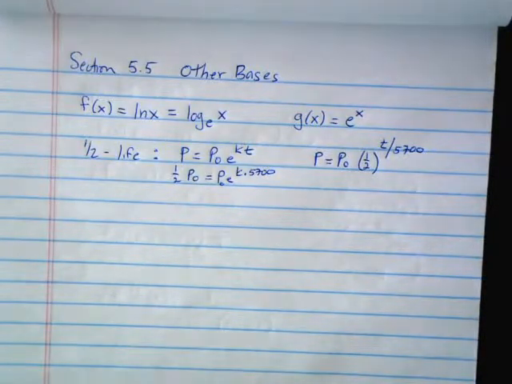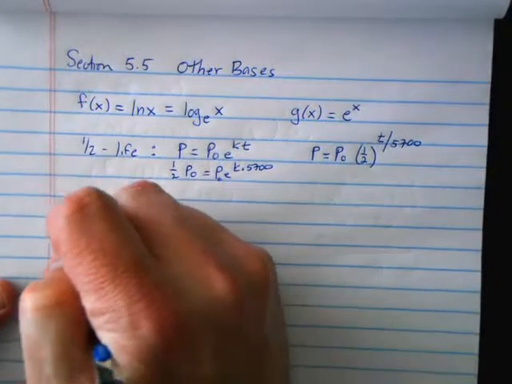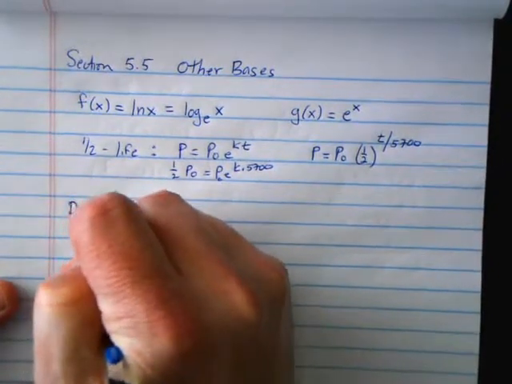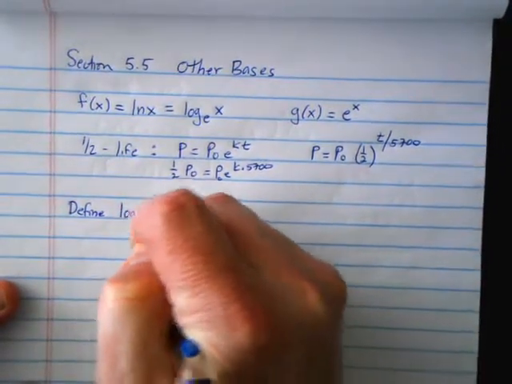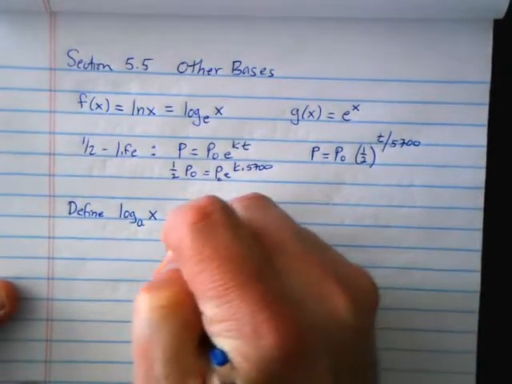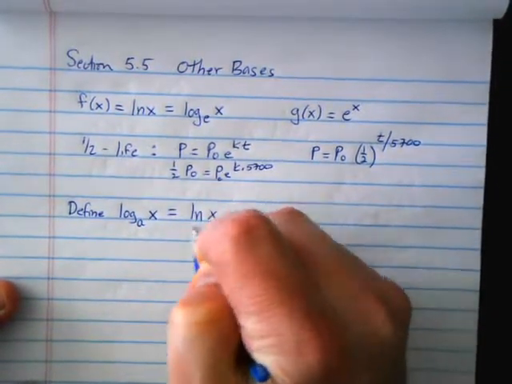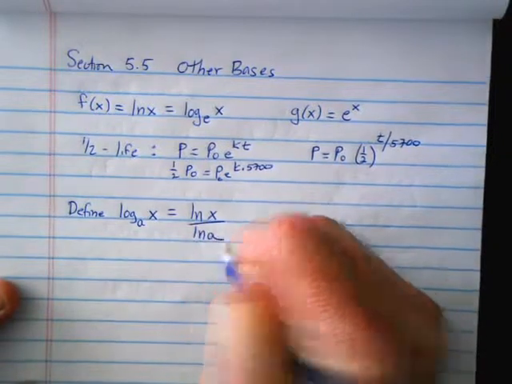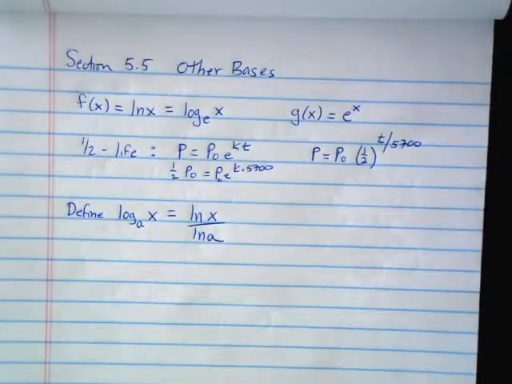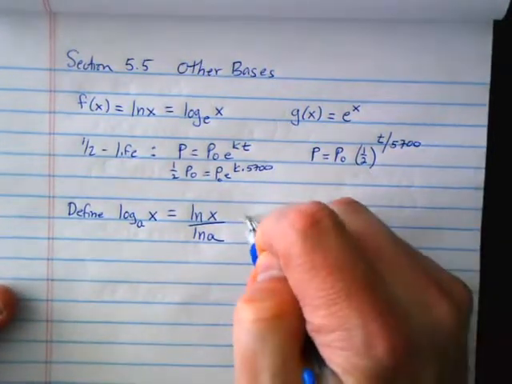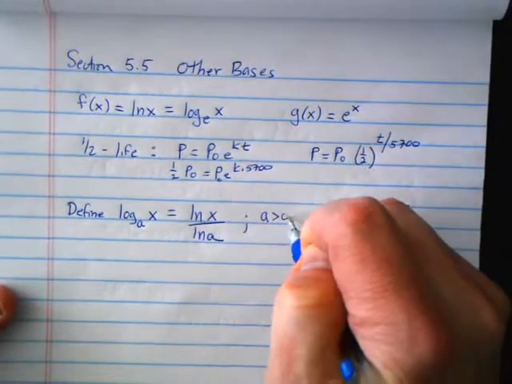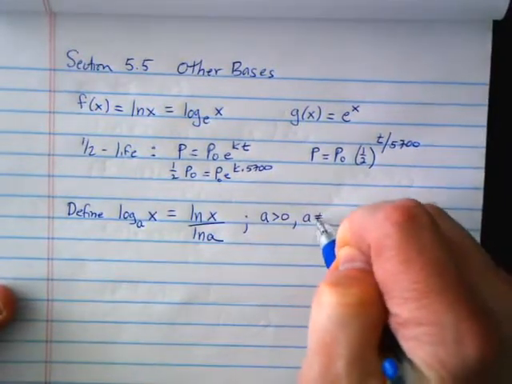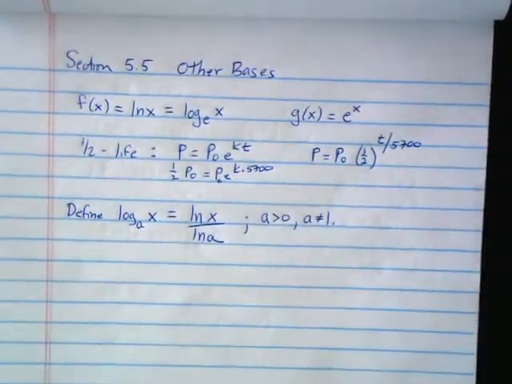Okay, so here's what we're going to do. We're going to make two definitions. We're going to define log base a of x in terms of ln. So for us, log base a of x is going to be ln x over ln a. And we have to have a little rule here. a has to be a positive number, and a cannot be the number 1.